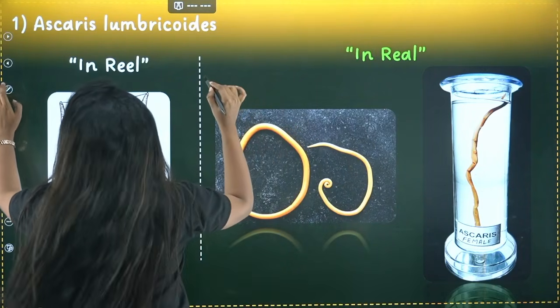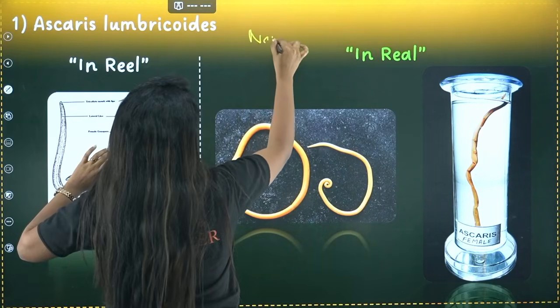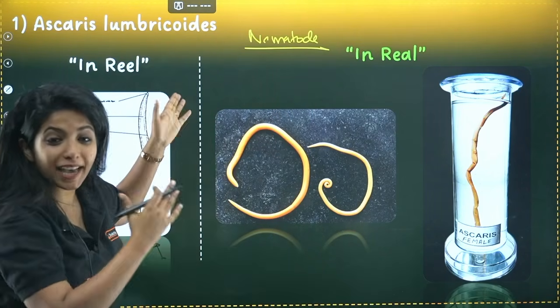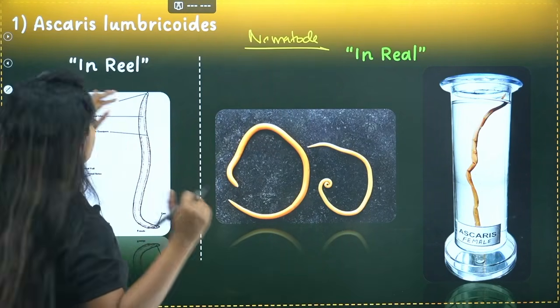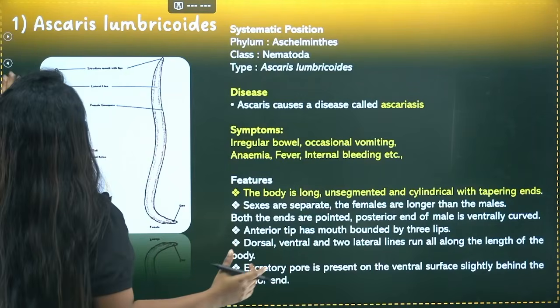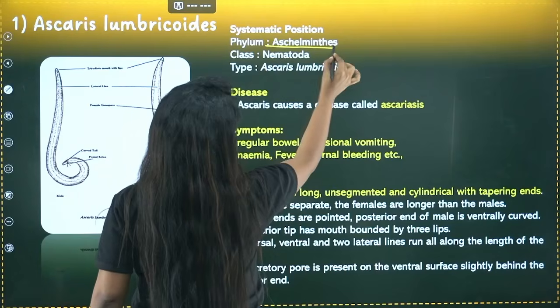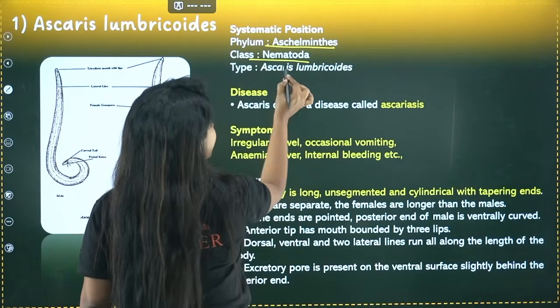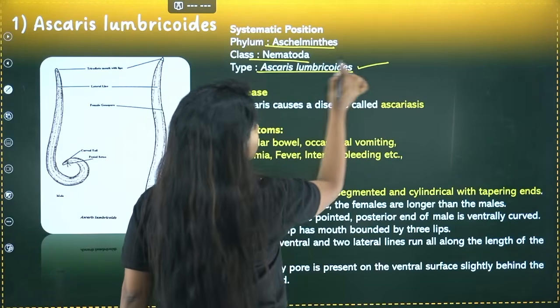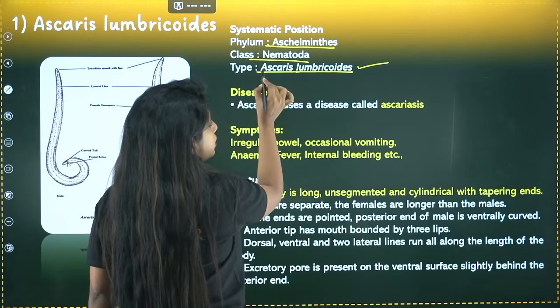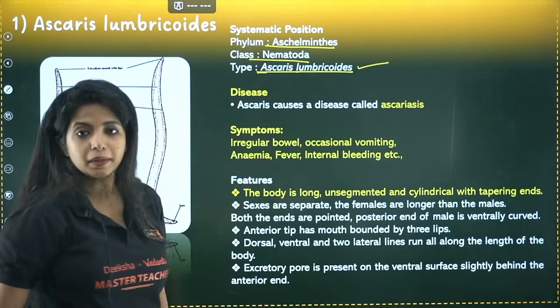What do you call them? Nematode. So basically they are nematodes. Ascaris lumbricoides is a nematode. Now what does it do? So over here you are being given phylum Aschelminthes, class Nematoda, and type is Ascaris lumbricoides. Make sure whenever you write the species name, you have it in small letters, and the genus name first letter should be capital.